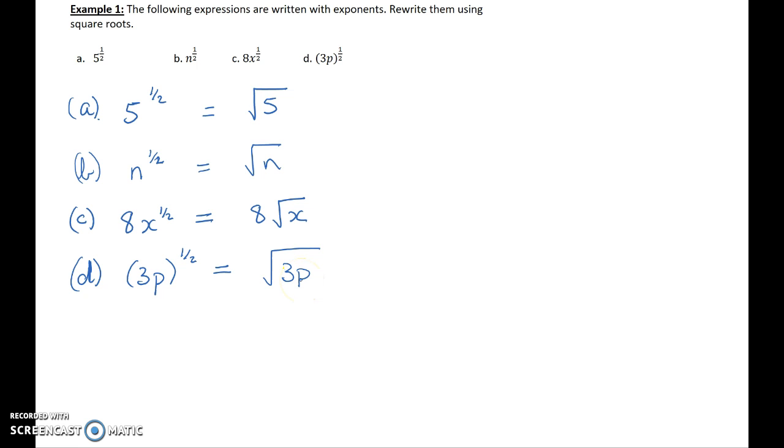And pay particular attention to the difference between part C and part D. Okay, in part C, 8x to the power of 1/2, the 1/2 is only on the x. There are no parentheses in C, so the square root only goes on the x. In D, everything was inside parentheses. The 1/2 was on the parentheses, so we take the square root of everything, root 3p. Okay.